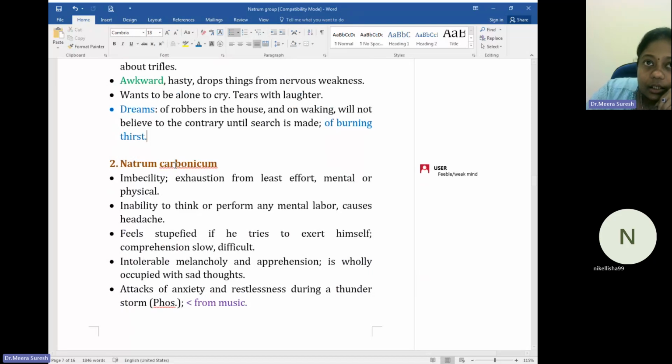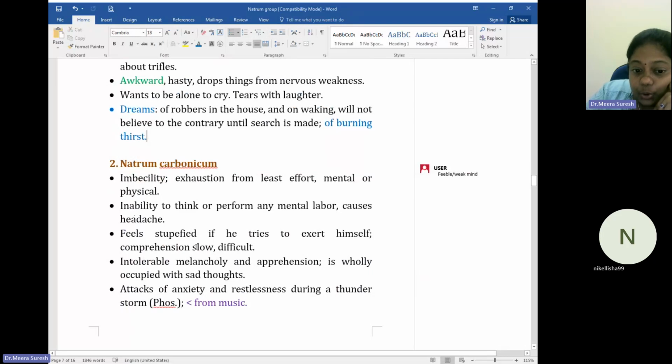So we know Calcarea carb, Baryta carb, all the carbs usually, even Kali carb, they are very sluggish in nature, mentally also. So that sluggishness of carb we can see even in Natrum carbonicum. So they are imbecile. Imbecile means they are feeble or weak minded people, and they will be easily exhausted from least effort, mental or physical. And it is due to that carb effect. They have inability to think or to perform any mental labor, and that causes headache.